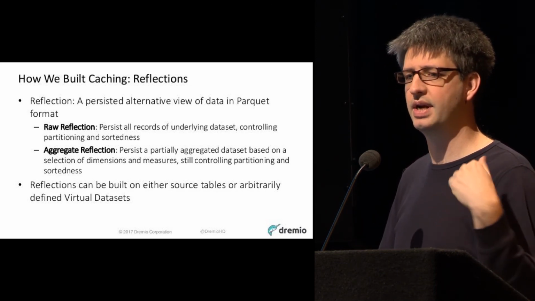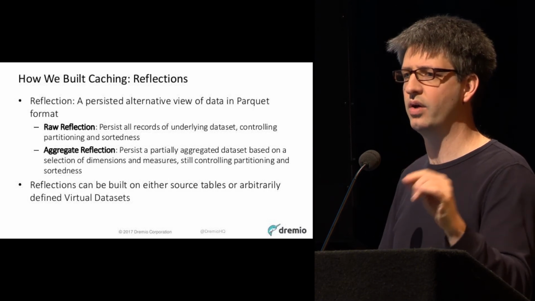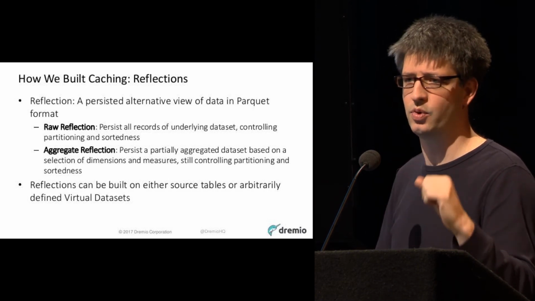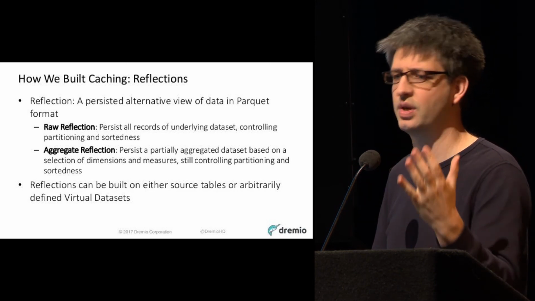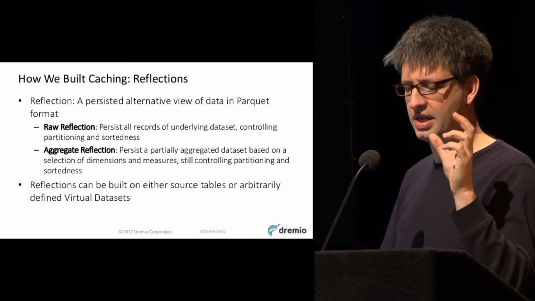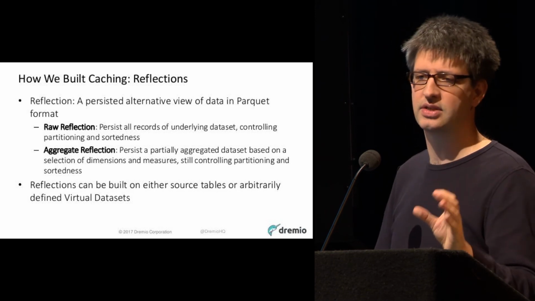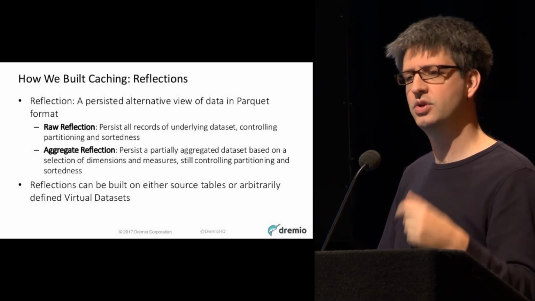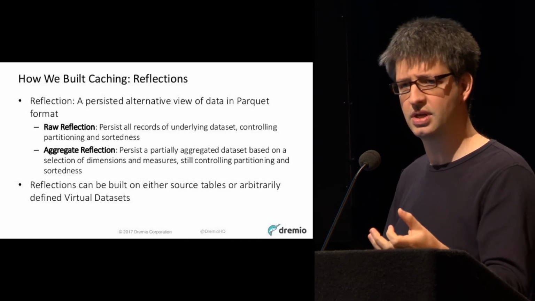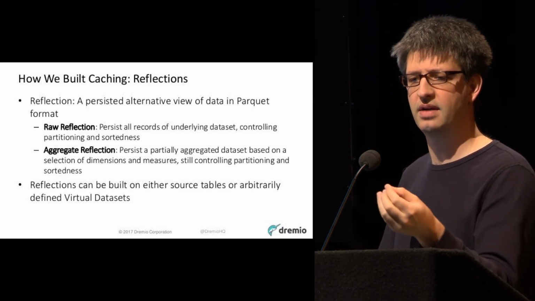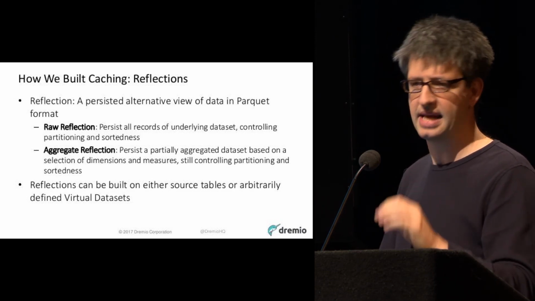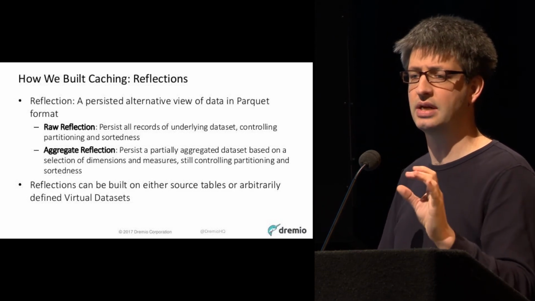I may say I'm going to create a raw reflection of that data set where I only include half of the fields, and I'm going to partition it by date, and I'm going to sort it by transaction amount. So that's raw reflections. Aggregate reflections is the second concept, which is to support more of the cube view of the world, which is to define dimensions and measures on a data set and say, I want to create various levels of roll-ups or partial aggregations against those dimensions and measures. And so you can still, in that case, control both partitioning and sortedness.